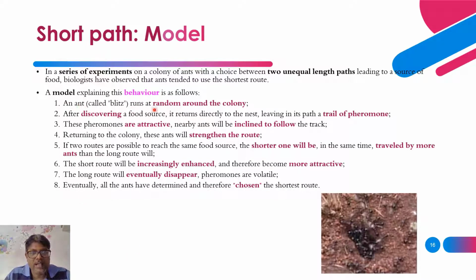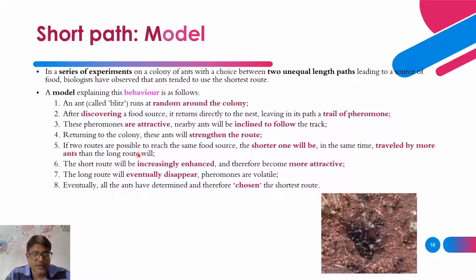An ant runs at random around the colony, as we discussed. All the ants will be running randomly around the colony, and after discovering food, it returns directly to the nest, leaving its path trail of pheromones. Those pheromones are attractive, as we know, so nearby ants will be inclined to follow the track. Returning to the colony, these ants will strengthen the route.